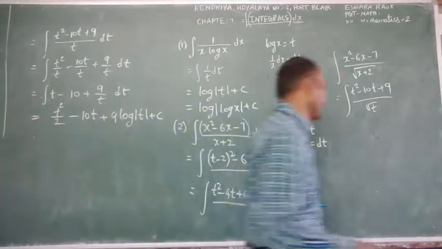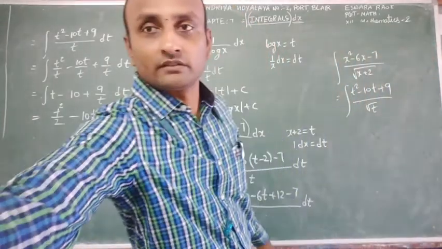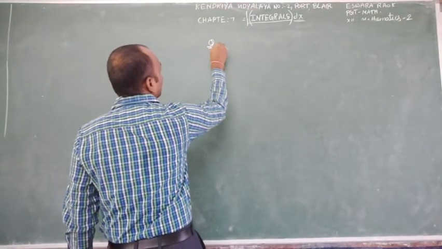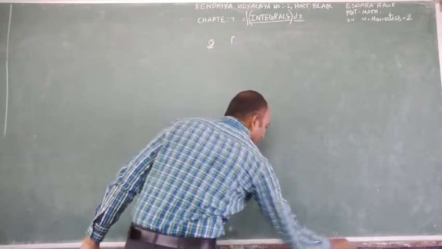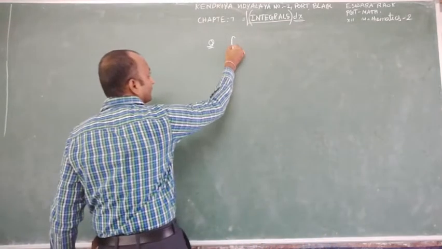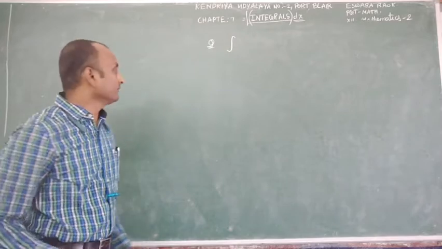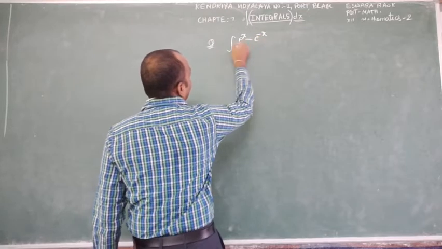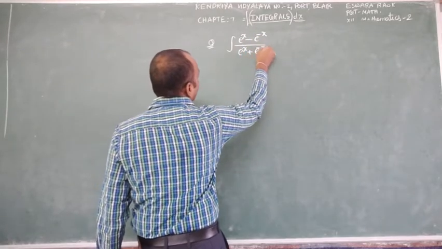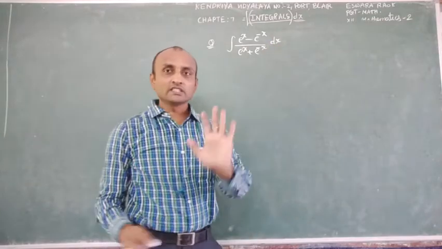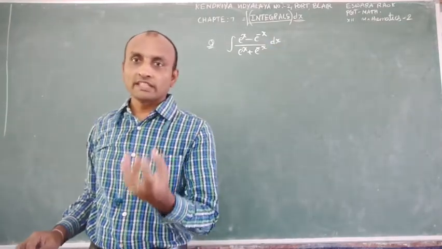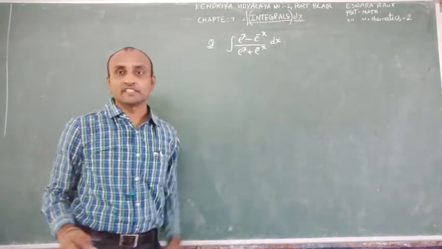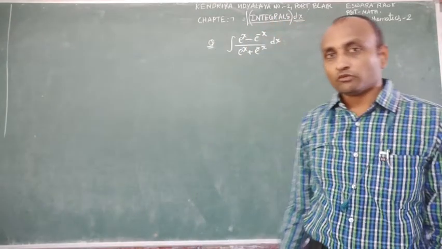A few more interesting problems we'll discuss now. Please try to concentrate. See this one. What is the integration of e power x minus e power minus x by e power x plus e power minus x into dx? Some function should be taken as t whose derivative must be there in the integral. So what is the denominator, what is the numerator, particularly notice. Which derivative is there?